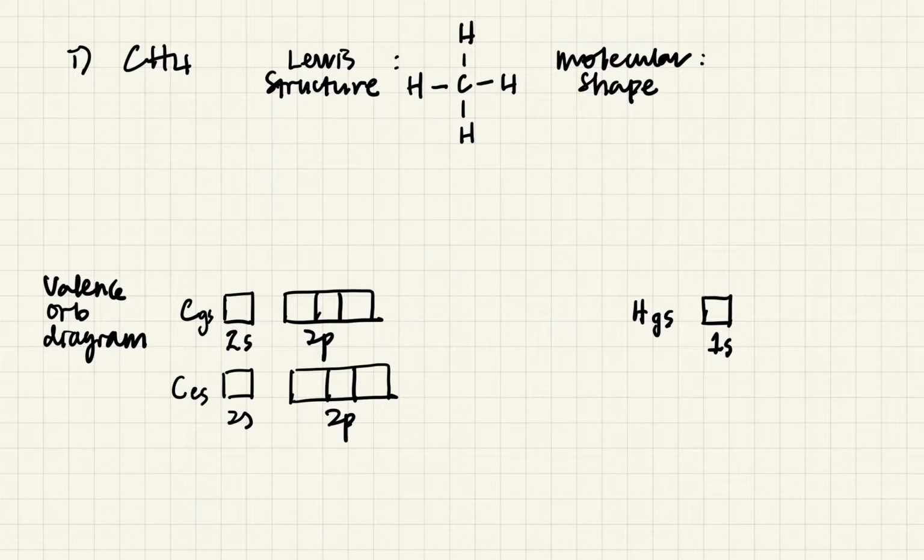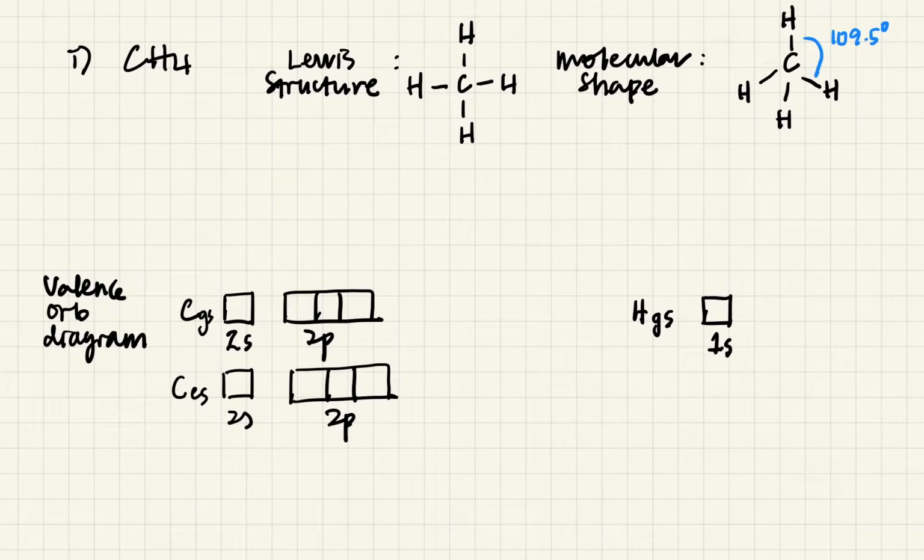And then you're going to draw your molecular shape. So if you have 4 bonds, no lone pairs, you're going to have a tetrahedral shape. Okay, tetrahedral shape with, what's the bond angle? 109.5 degrees, right?